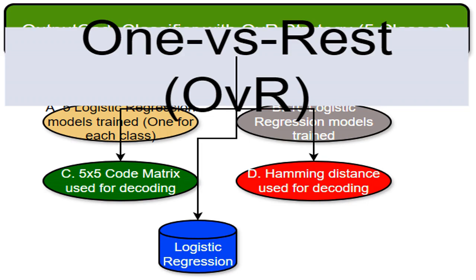This OVR strategy, short for 1 vs REST, is a technique in multi-class classification. Imagine you have 5 classes of fruits: apples, bananas, oranges, grapes, and mangoes. In OVR, you train 5 separate binary classifiers. Each classifier tackles a single fruit versus the rest. One classifier distinguishes apples from bananas, oranges, grapes, mangoes. Another distinguishes bananas from apples, oranges, grapes, mangoes, and so on.